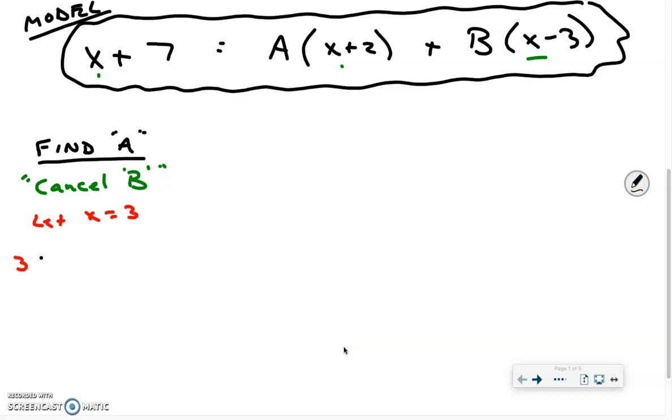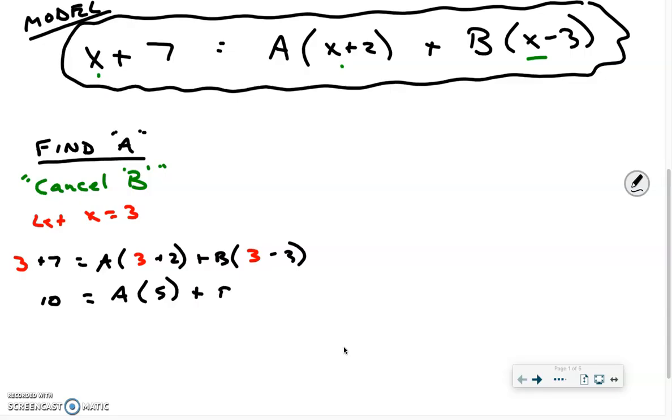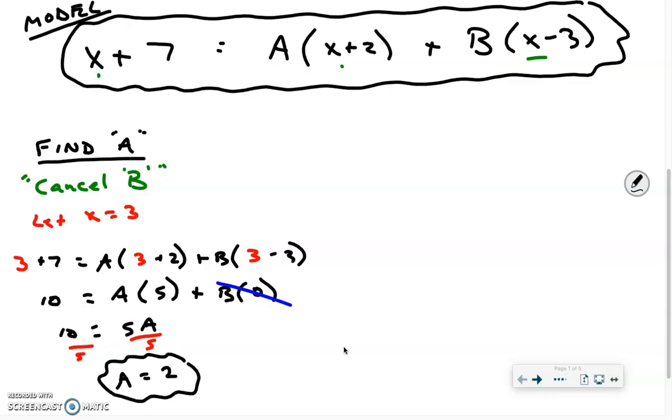So we really have 3 plus 7 is equal to a times 3 plus 2 plus b times 3 minus 3. We evaluate this on the left side. 3 plus 7 is 10 equals a times 3 plus 2 is 5 plus b times 3 minus 3 is 0. And here was the beauty. B times 0 cancels. It's gone. Leaving us 10 is equal to 5a. When I divide both sides by 5, we can finalize this and say that a is how much? A is 2.